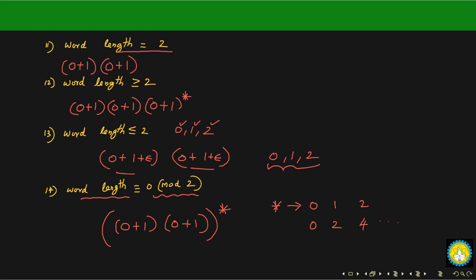So this can be verified, and this can be expressed in a crisper manner by just saying 0 plus 1, 2 times, star of that. This is a shorter version of the same expression.